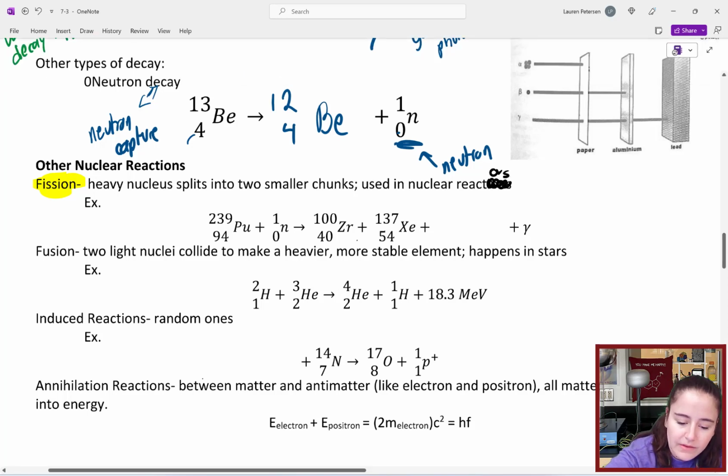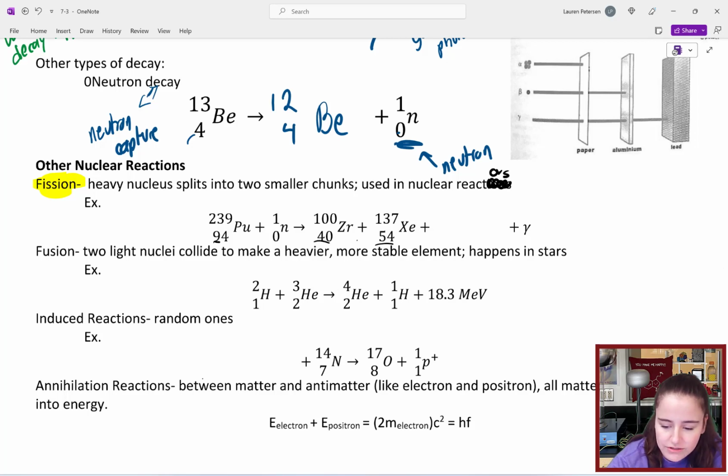Okay, so let's see. We got 94, 40, and 54, so that's good. It's going to be a 0 there. 239 and 1, that's 240. 100 and 134, 137 is 237, so we need a 2 there, which must mean 2 massive, but no positive charge. The way that probably is it is going to be 2 neutrons, 3 neutrons, 2 neutrons.